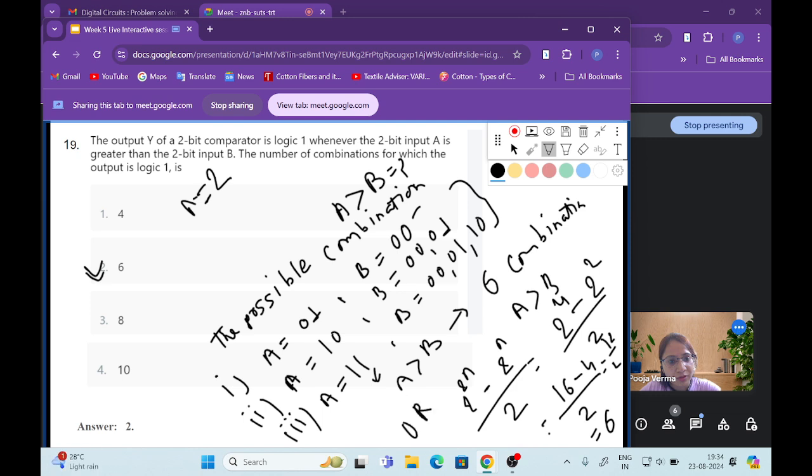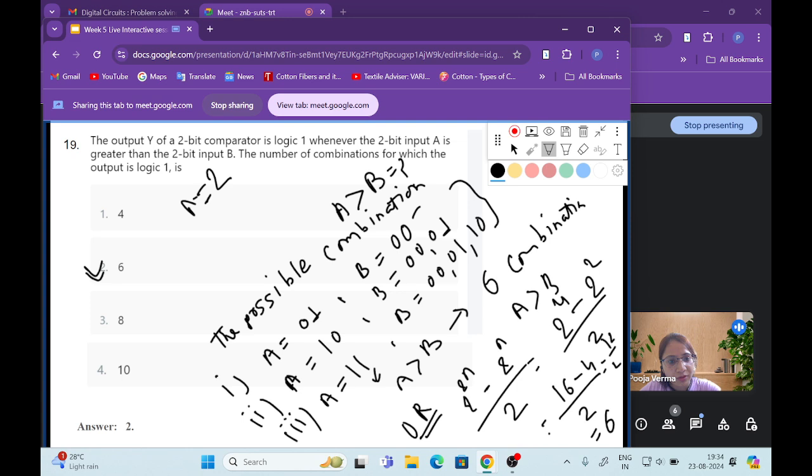Hello, ma'am. Is this formula applicable for all conditions, like A is greater than B and A is less than B? Yeah, you can check it for A less than B. Now can you tell me, we can calculate it from here also. A is less than B. For what are the possible combinations where A is less than B?